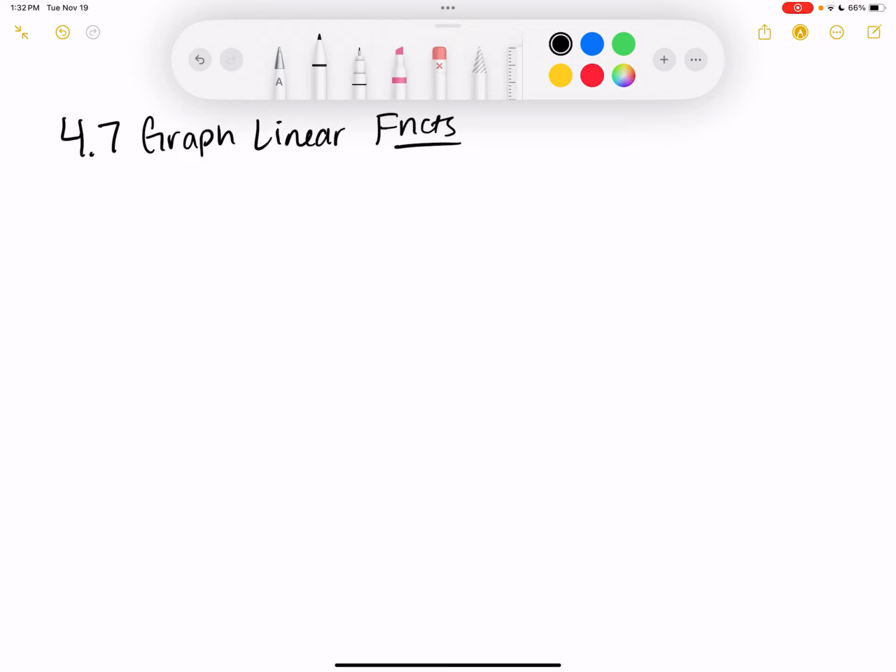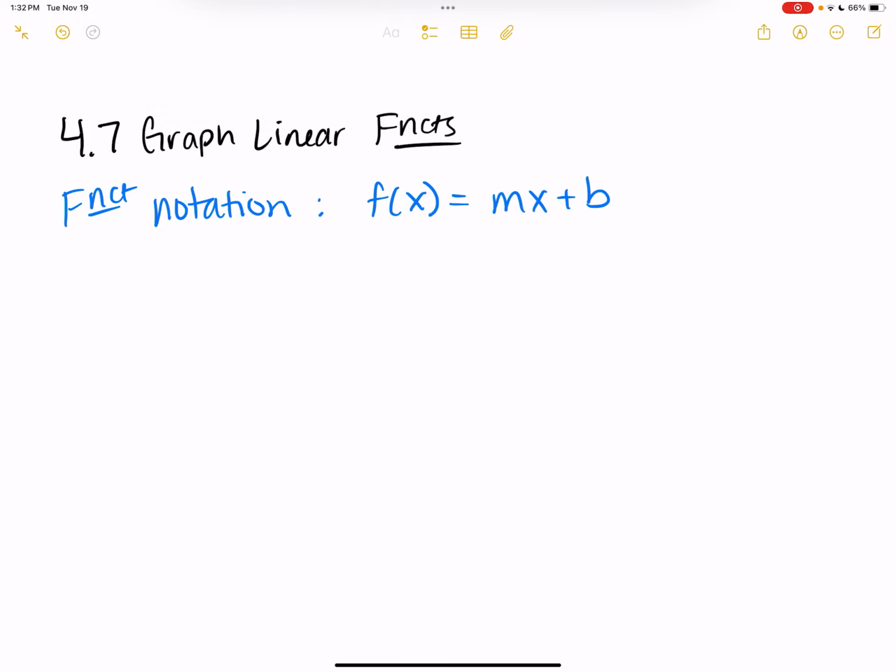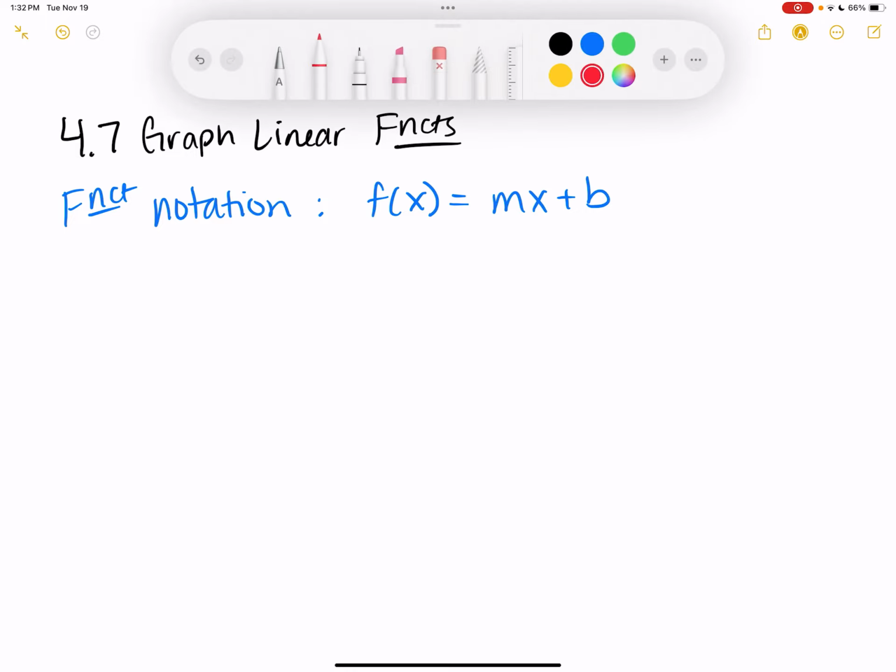So function notation would be f of x equals mx plus b. So the difference is when we're in our normal notation that we have y equals mx plus b. What's the difference? F of x equals mx plus b.